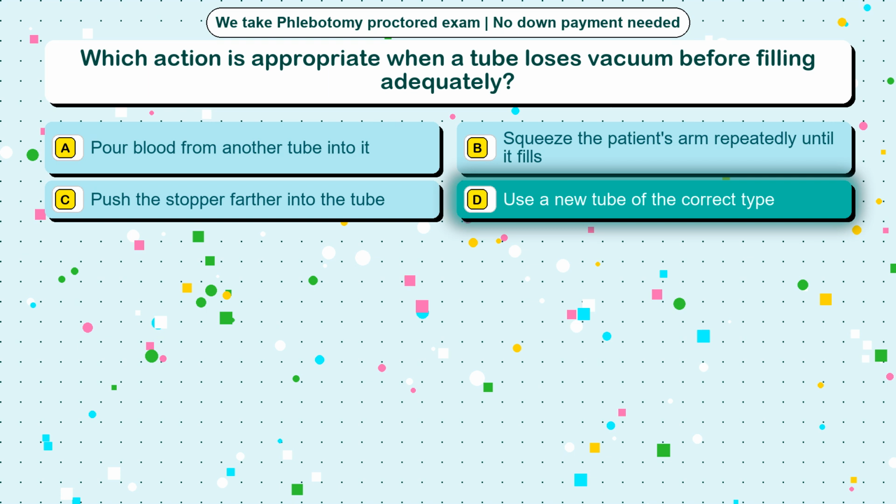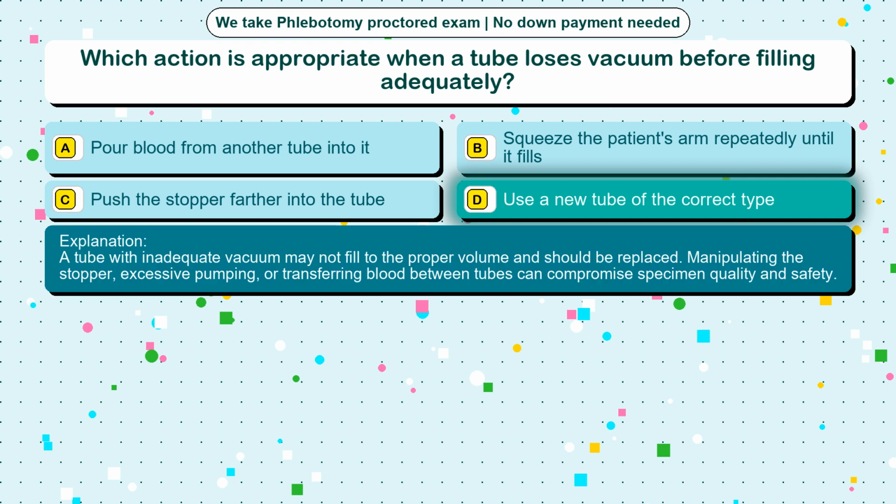Use a new tube of the correct type. A tube with inadequate vacuum may not fill to the proper volume and should be replaced. Manipulating the stopper, excessive pumping, or transferring blood between tubes can compromise specimen quality and safety.